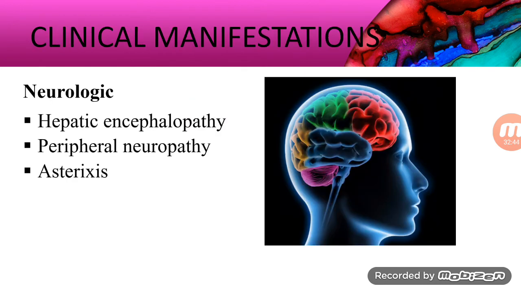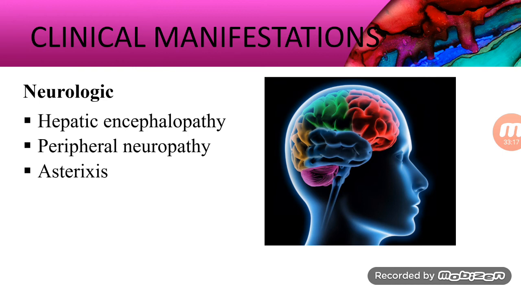Next, we'll move on to the clinical manifestations. Here both the early and the late clinical manifestations are included. Okay, so system wise I have divided. First one we will see neurologic. In the neurological system, what will happen due to liver cirrhosis? First one is hepatic encephalopathy.